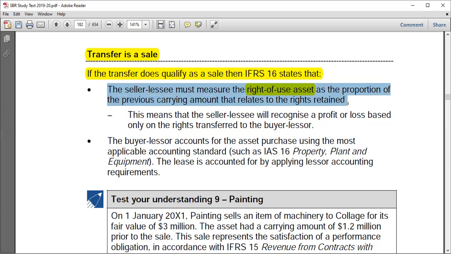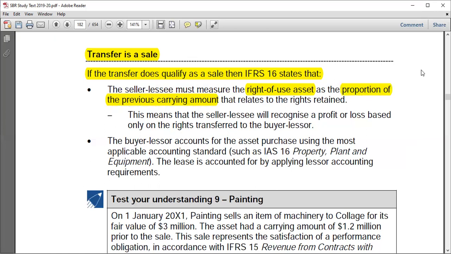That's why they're just trying to explain, so don't face it as something awkward. That's why they're saying take it as a proportion of the previous carrying amount that relates to the rights retained. Now, what matters is how do we obtain this proportion? This is the point here. How do we obtain this proportion?